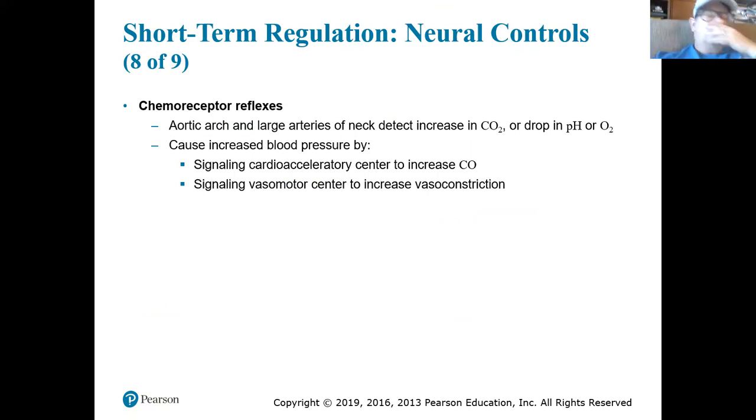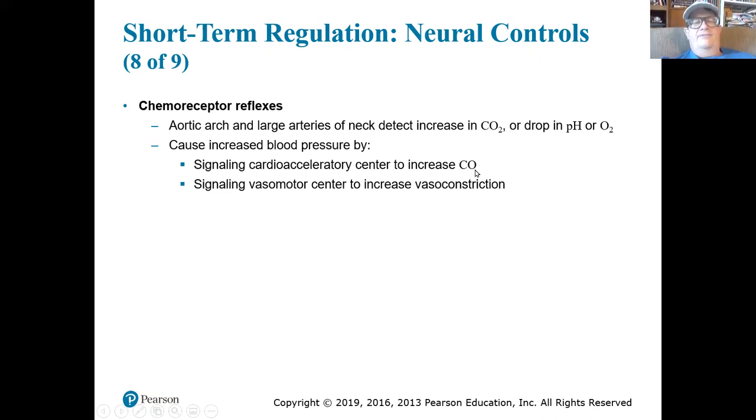Okay. Other short-term regulation, neural. The aortic arch, large arteries of the neck, we're talking the carotids, they can detect an increase in CO2 or a drop in pH or oxygen. This is important. If your CO2 level is going up, you need to breathe more, right? You need to pump more blood. You need to make sure the brain gets plenty of oxygen. So a drop in pH, like lactic acid building up, or we have direct sensors for oxygen going too low.